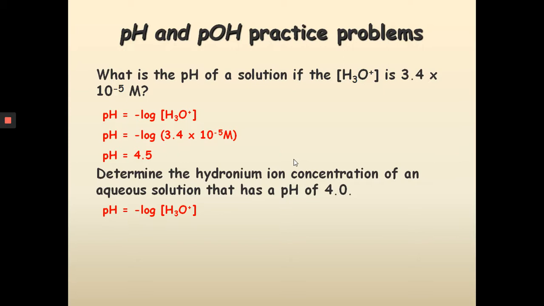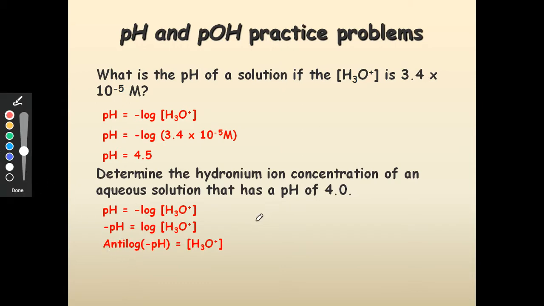Determine the hydronium ion concentration of an aqueous solution that has a pH of 4.0. Now, this is going backwards. I'm asking for the concentration of hydrogen, right, based on a pH of 4.0. So I'm going to first write down the equation, and I'm going to have to calculate the concentration of hydrogen. So let me get rid of this negative log. I'm going to divide both sides by negative first, and then I'm going to take the anti-log on your calculator.